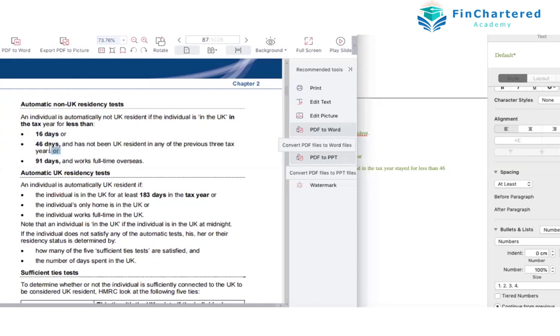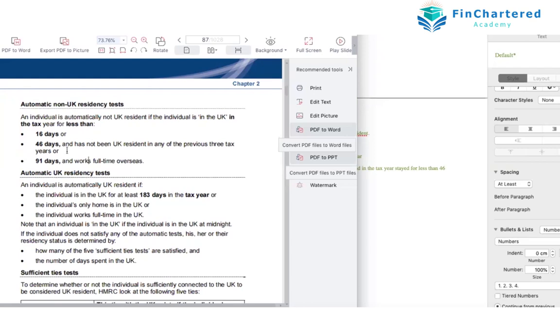Again, you have 46 days. You have not been a UK resident in any of the past 3 years. So in any of the past 3 years, if you were not a UK resident, then you will not be a UK resident if you are staying in the UK for less than 46 days. Okay, so 46 days if you were not a resident of the UK in the past 3 years.